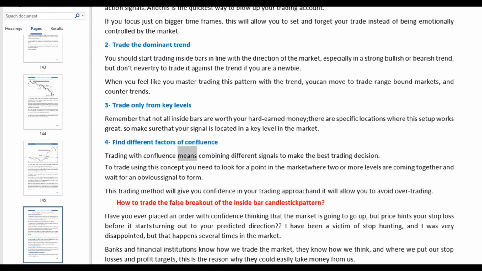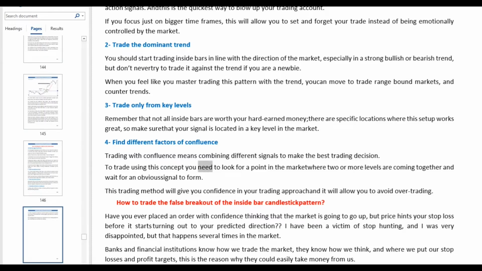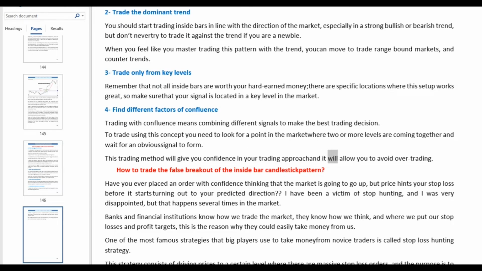4. Find different factors of confluence. Trading with confluence means combining different signals to make the best trading decision. To trade using this concept, you need to look for a point in the market where 2 or more levels are coming together and wait for an obvious signal to form. This trading method will give you confidence in your trading approach, and it will allow you to avoid overtrading.